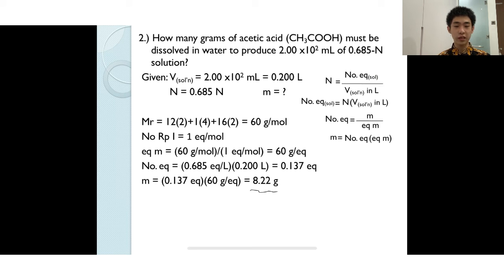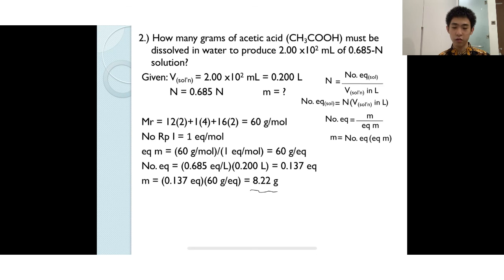Okay, number 2. How many grams of acetic acid must be dissolved in water to produce 2.00 times 10 raised to 2 milliliters of 0.685 normal solution? So the given are volume equals 2.00 times 10 raised to 2 milliliters. We convert it to liters, it becomes 0.200 liters. While the normality equals 0.685 normal, and we need to find the mass.